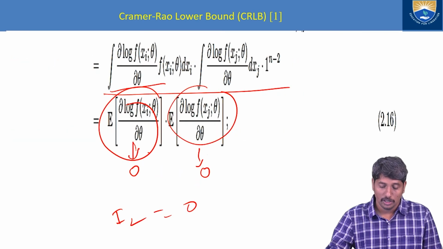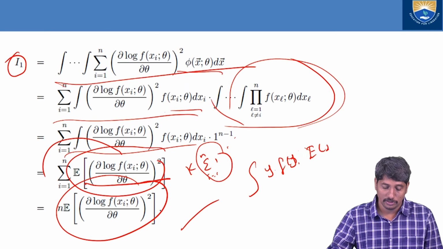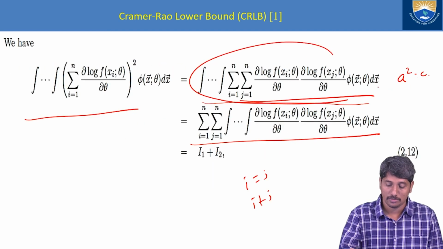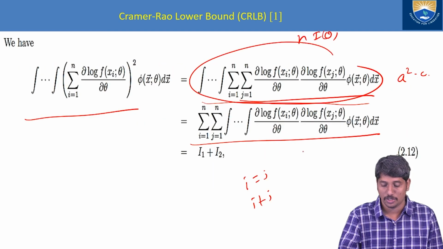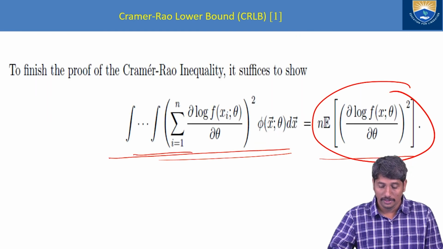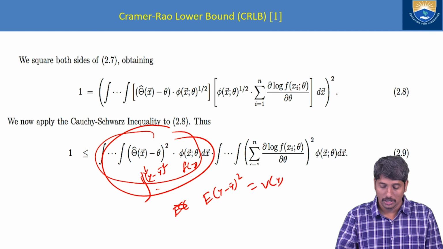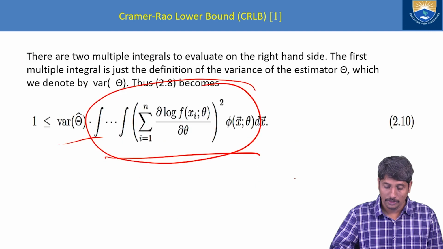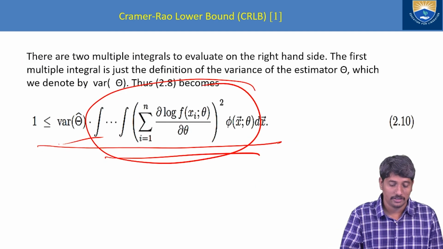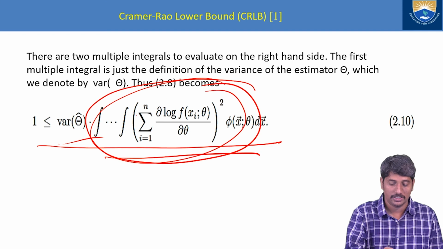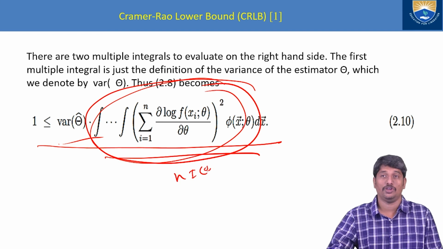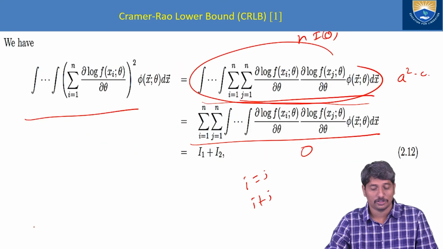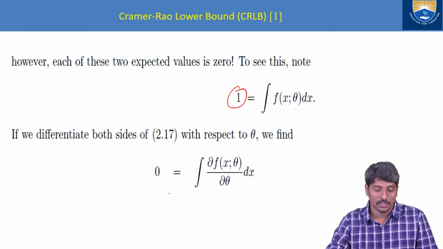When I2 is 0 and I1 is n times of I of theta, this becomes n times of I of theta, and the other becomes 0. Here we have proved this, we arrived at this by Cauchy-Schwarz inequality, and we have obtained this as n times of Fisher's information, and hence we are successful in proving the Cramér-Rao lower bound inequality. Now we will see some applications of the Cramér-Rao lower bound, and with that we will conclude the lecture.